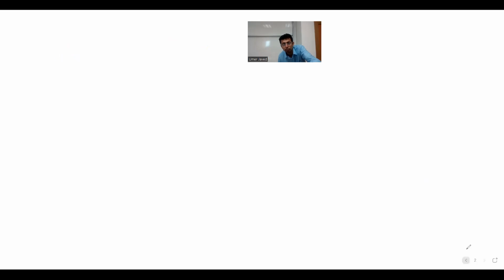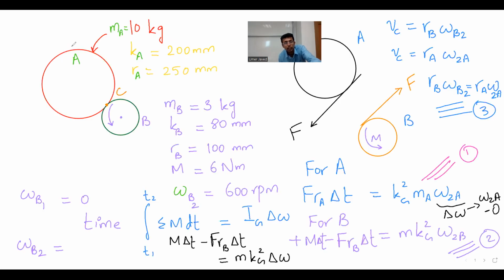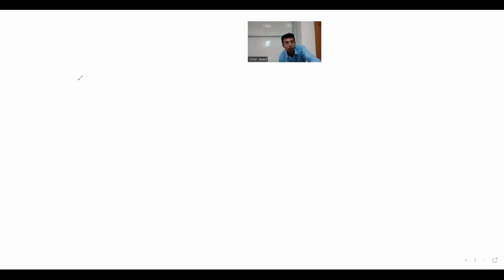But what I want to emphasize is, can you do this by summation of moments separately? Yeah, you can. So you will write summation of moment of A equal to IA alpha A. What about the summation of moment for the other fellow? It is equal to IB alpha B, right? So what about our A?